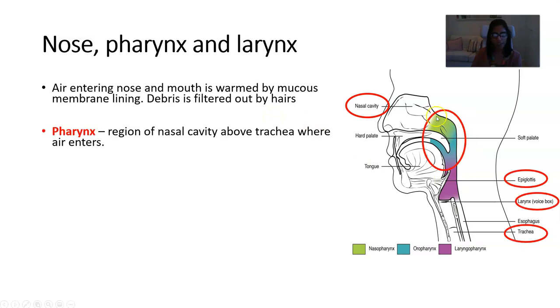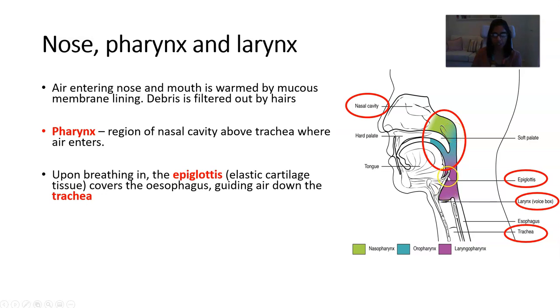The pharynx is this region here. So it's not just one thing that you can put your finger on, it's an entire region. So that's why I've highlighted it here. Okay, so this is a region of the nasal cavity, and it sits directly above the trachea, and this is where air enters. So once that air has been warmed up and it's been filtered, it starts to pass down the pharynx.